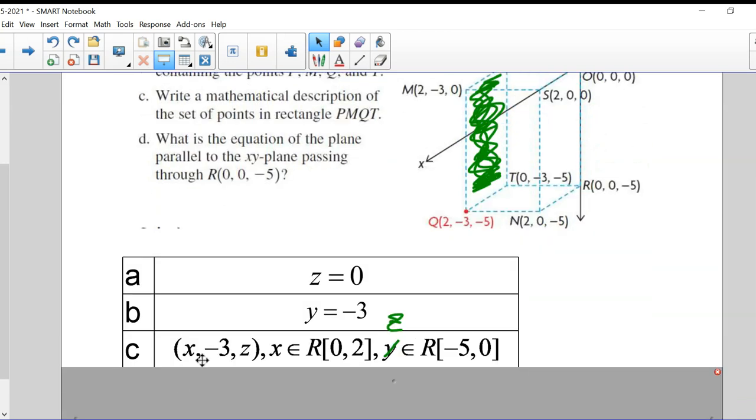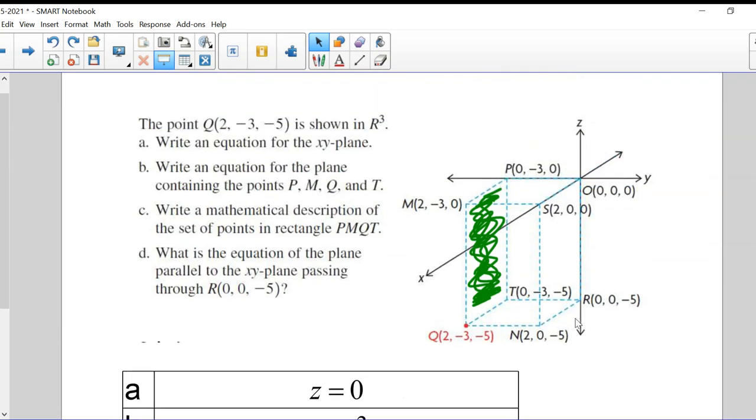So it's x minus 3z is the way I would phrase this. Whereas the x's, all these x's that I'm going to be putting in come from 0 to 2. And all the z's come from -5 to 0, right? Including -5, including 0.